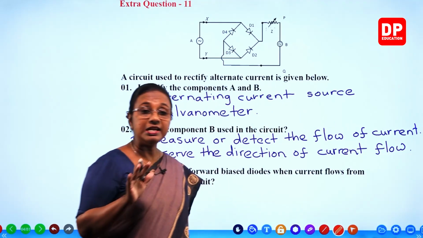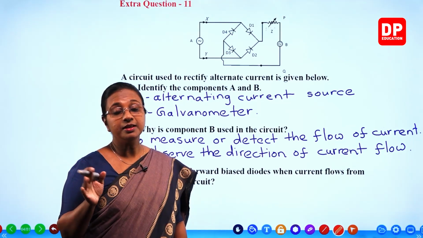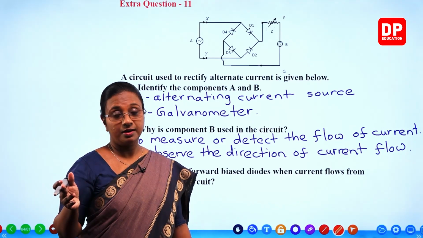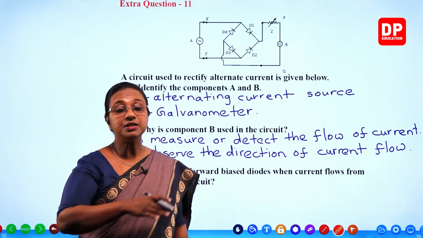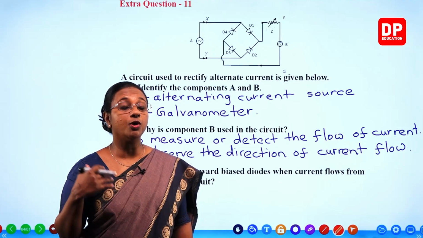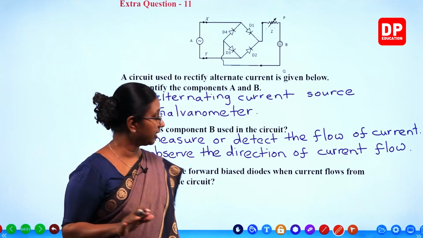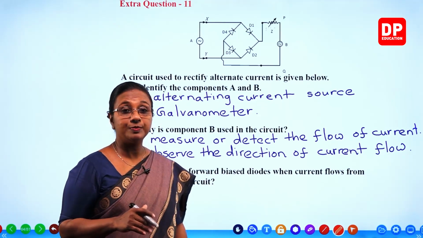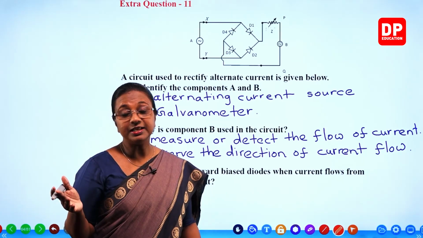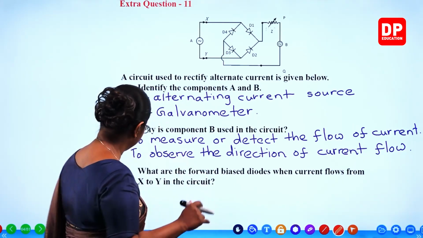If we only need the magnitude of current, then we can just go for an ammeter. An ammeter shows the amount of current flowing, or shows that there is a current flow, but it doesn't show the direction of the current flow. If you use a galvanometer, you can identify the direction as well. So you all know that.